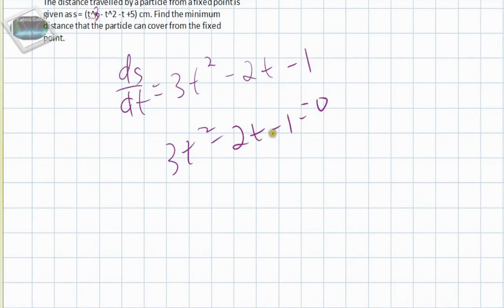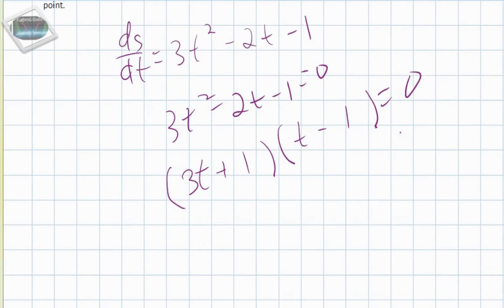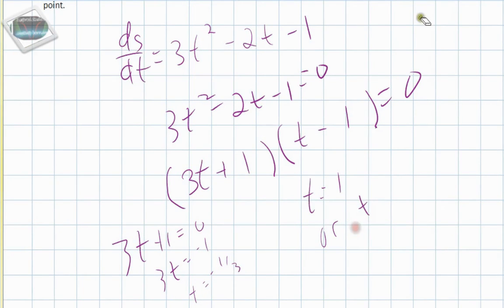To solve for this, it's going to take some work to split this apart. But essentially, you're going to find that it's (3t plus 1)(t minus 1). Now that we've made it this far, we're going to solve for t. So t can be equal to 1, or 3t plus 1 equal to 0, 3t is equal to negative 1, so t is equal to negative 1/3.